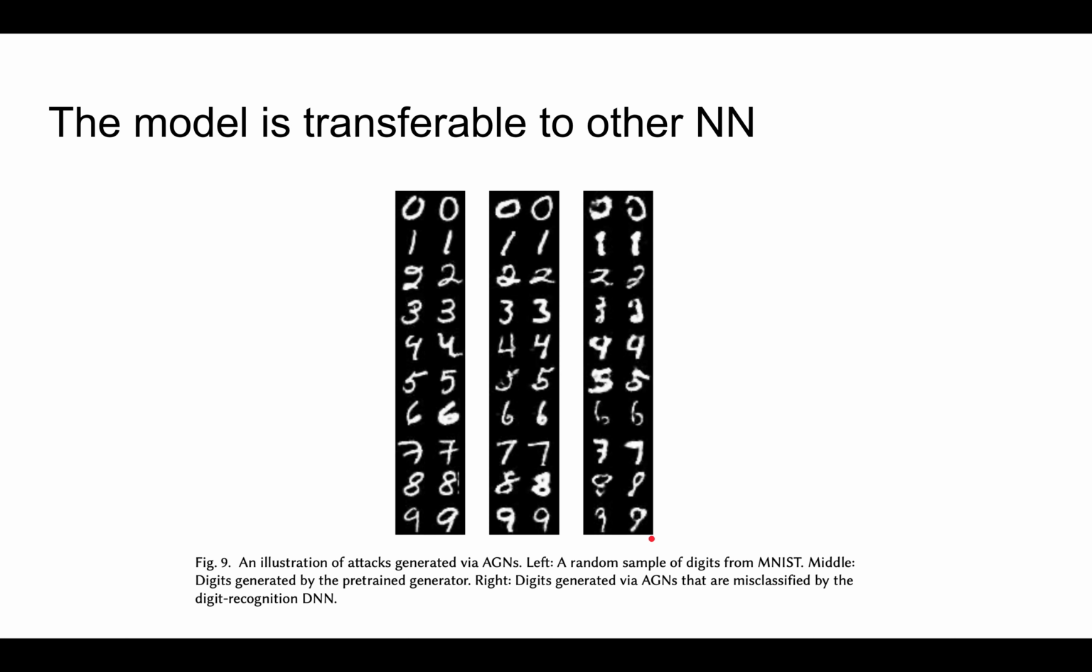So this brings the end of generating glasses. They also used the same model on digit classifiers and showed that the same model is transferable to other models, in this case handwritten digits. On the left side are the original digits, and in the middle is a pre-trained generator. And on the right side are adversarial examples that are able to defeat the handwritten digit classifier. Thank you.